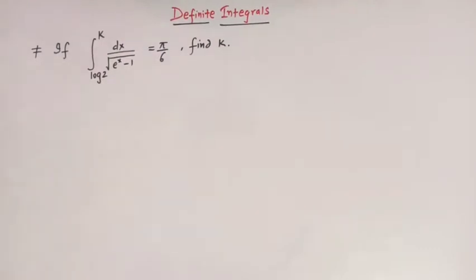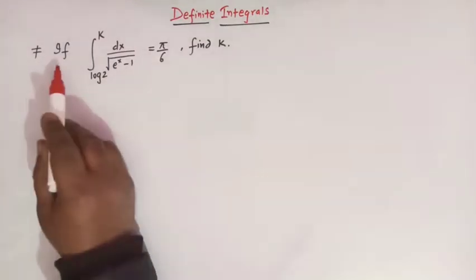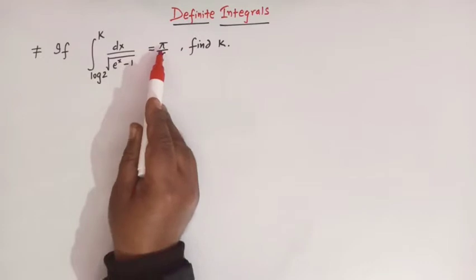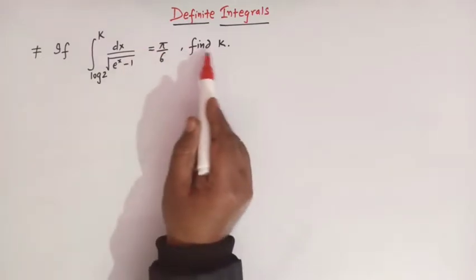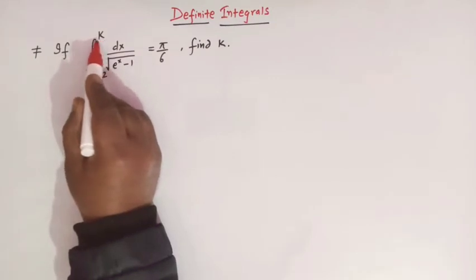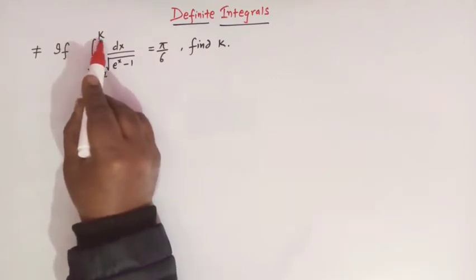Hello viewers, in today's class we are going to solve yet another important problem from definite integrals. Here we have a very conceptual problem from definite integrals, and we are given the value of this integral is equal to pi over 6, and we have to find the value of this limit, that is the upper limit, which is given to be k.